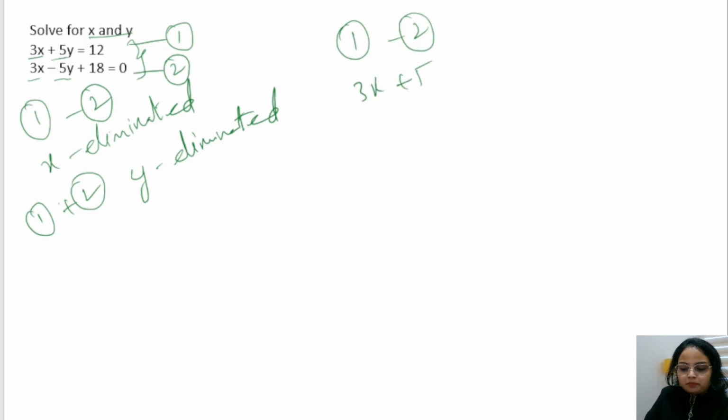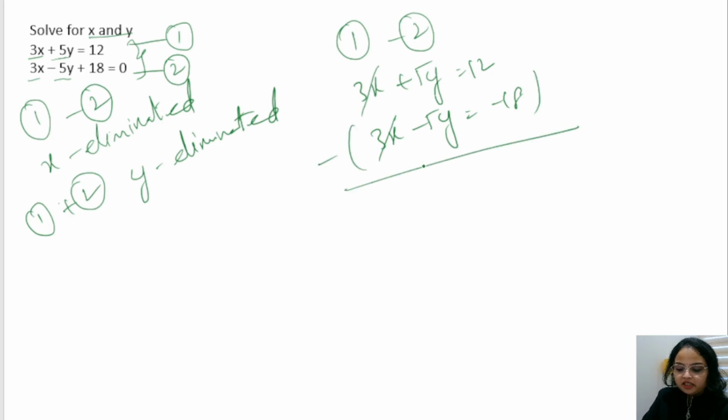It is 3x plus 5y is equal to 12 and 3x minus 5y is equal to minus 18. Okay, I am subtracting these two. 3x and minus 3x will be cancelled. 5y plus 5y, minus of minus 5y, it is plus 5y. It is 10y is equal to 12 plus 18, it is 30. So here I will get y is equal to 30 by 10, it is 3.